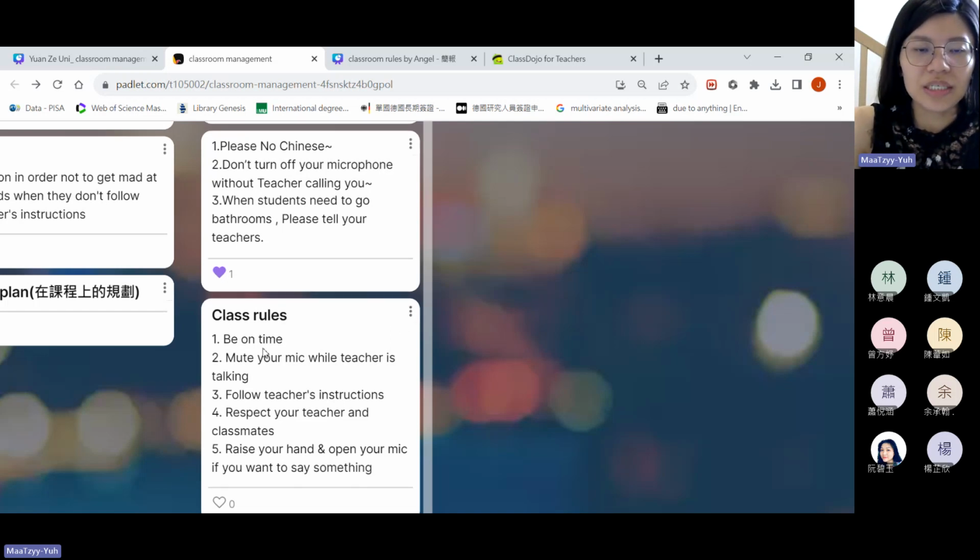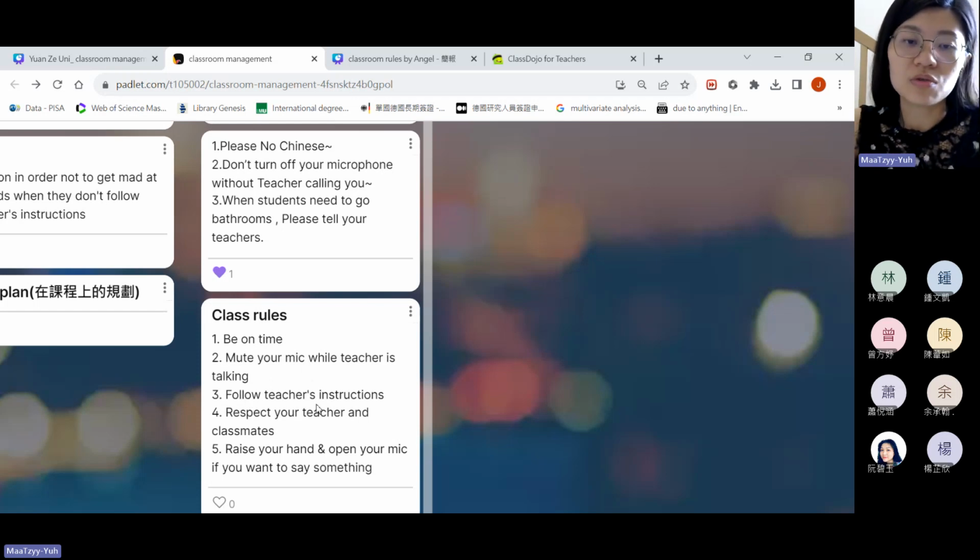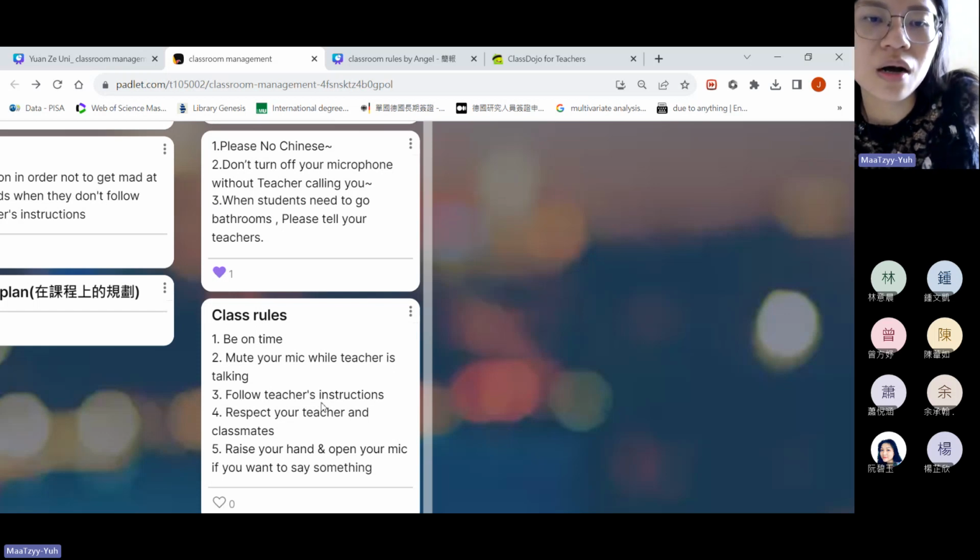And then next one is be on time. Mute your mic while teacher is talking. Thank you. Yeah, this is what I'm talking about. You can say, turn off your microphone, or you can say mute your microphone. So use the positive and don't use words like don't or won't that often. And then follow the teacher's instruction. Yeah, that's important as well.